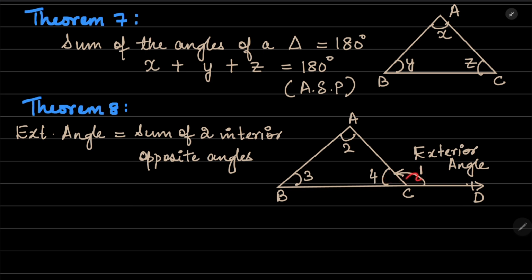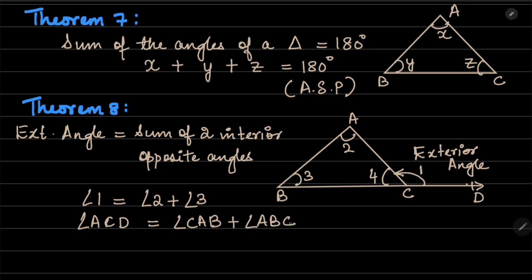If you take your angle 1, the interior angle is 4, but we are not bothered about 4. Angle 1 is always equal to the sum of the interior opposite angles. So it's 2 and 3. So according to the figure, angle 1 is equal to 2 plus 3. Or you can write it in terms of angle ACD is equal to angle CAB plus angle ABC. This is also the same way of writing. So this is your theorem number 8.